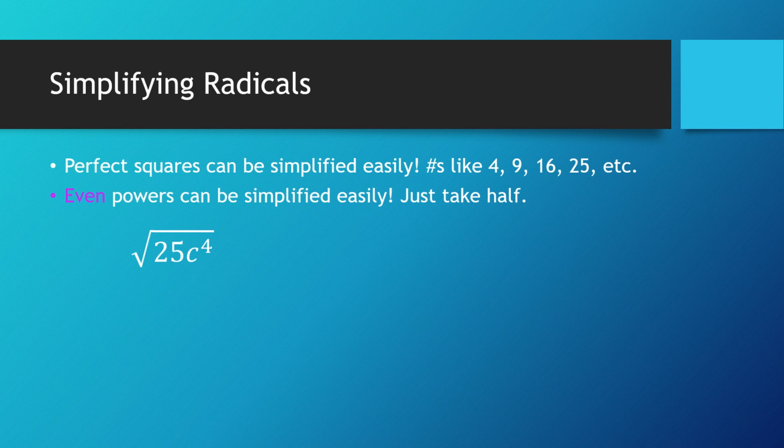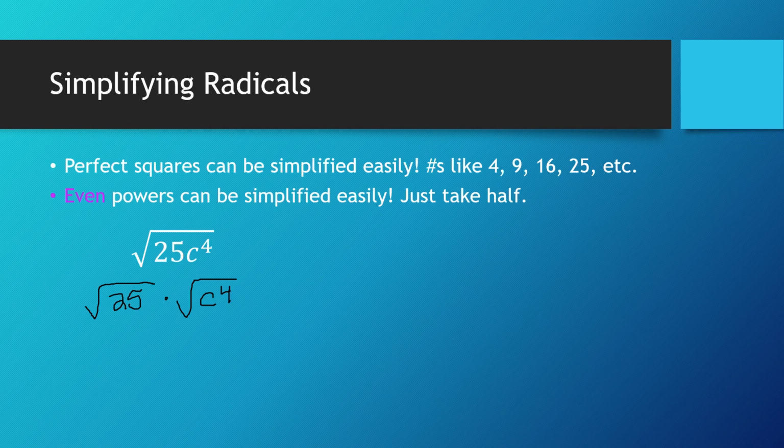So let's do an example. The square root of 25c to the 4th power. Let's go ahead and break this down. The square root of 25c to the 4th power can be rewritten and split up anytime that I have two things being multiplied under a radical. I can just write that as a product under two separate radicals. And now we're going to see if anything works out really nicely.